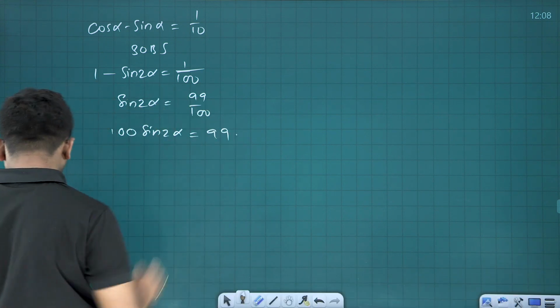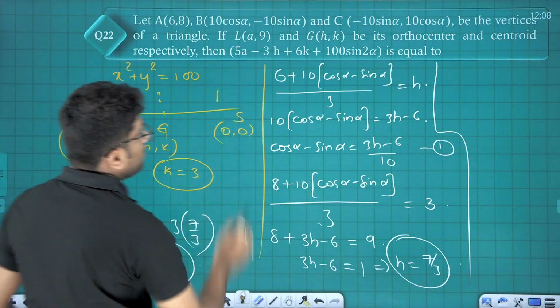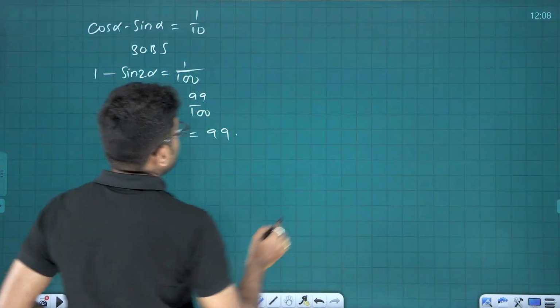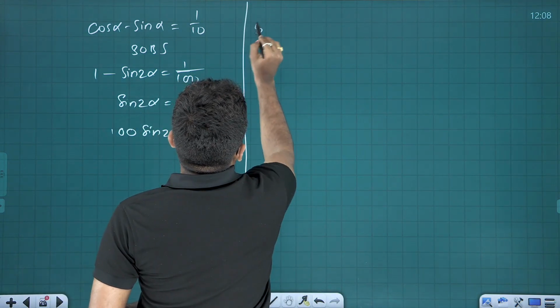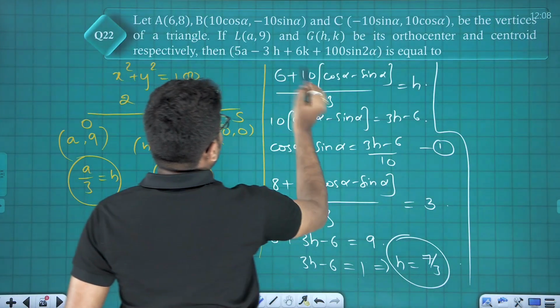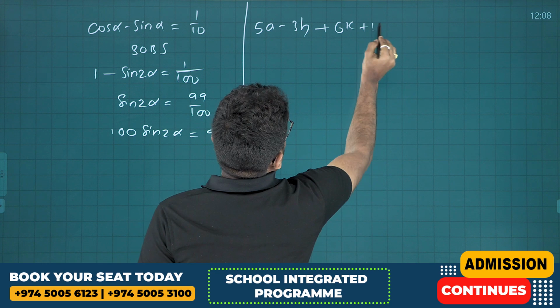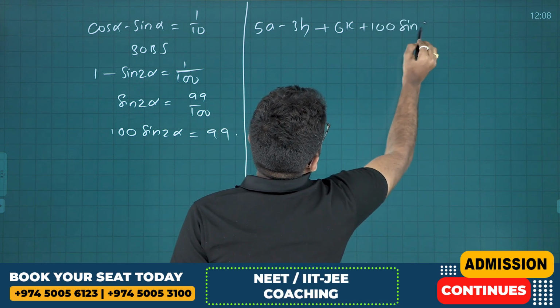Now they are asking us to get the value of 5a minus 3h plus 6k plus 100 times sin 2 alpha.